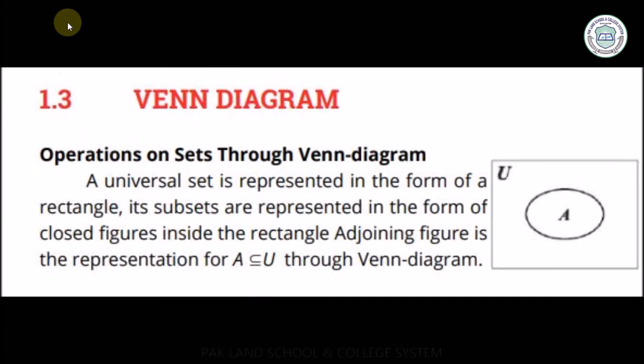Examples. Venn diagram. Operations on sets through Venn diagram. A universal set is represented in the form of a rectangle. Its subsets are represented in the form of closed figures inside the rectangle. The adjoining figure is the representation for A, a subset of universal set, through Venn diagram.